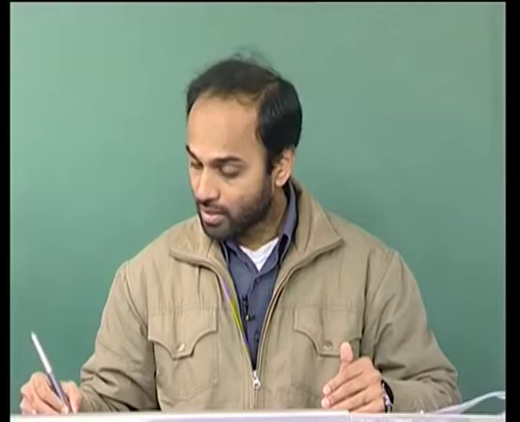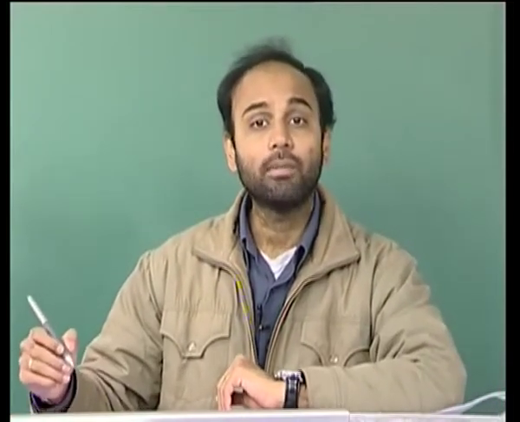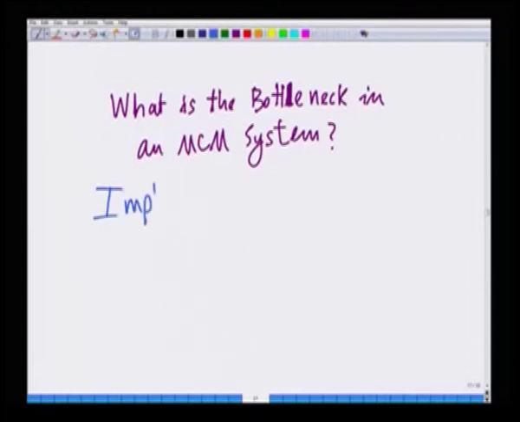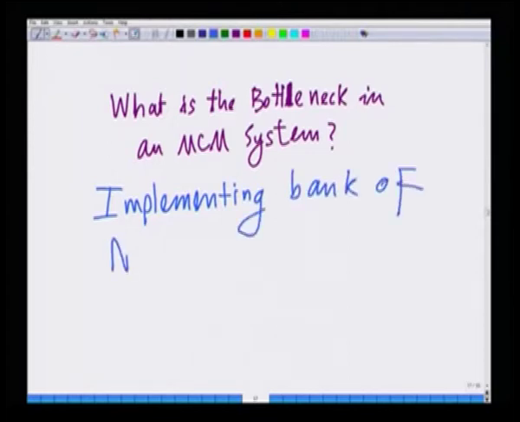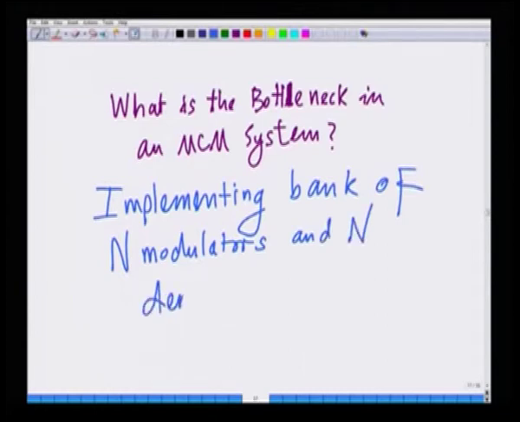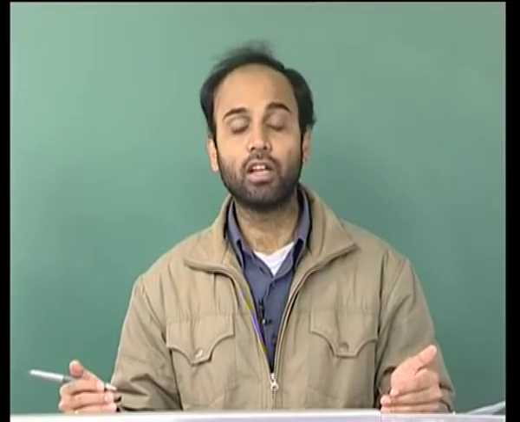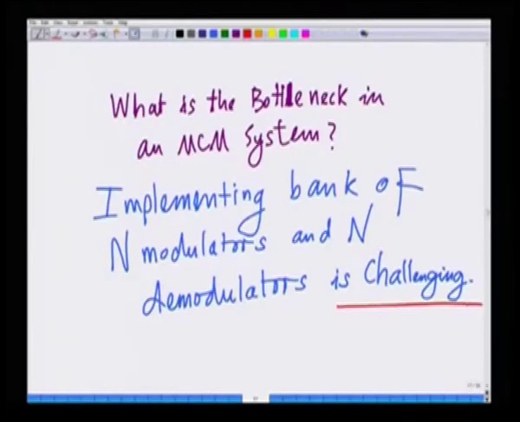So, the bottleneck to implement this multi-carrier modulation system is the challenge in implementing N modulators and N demodulators, which is a significant challenge. So, implementing a bank of N modulators and N demodulators is not so practical. Even though this seems like a very good idea because you are removing intersymbol interference, implementing N modulators and N demodulators is challenging.